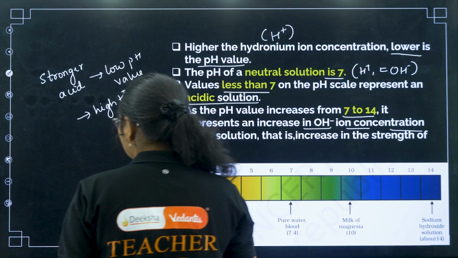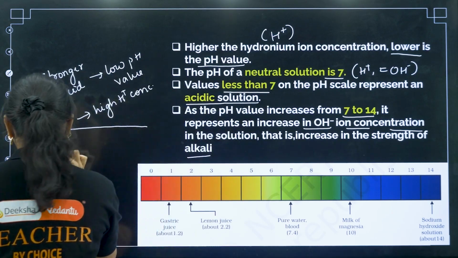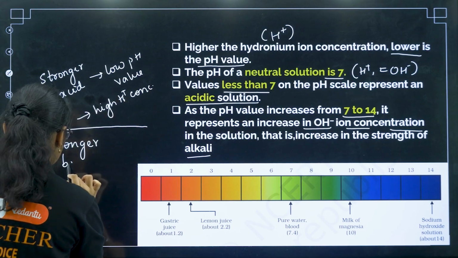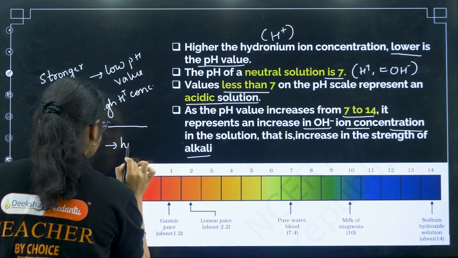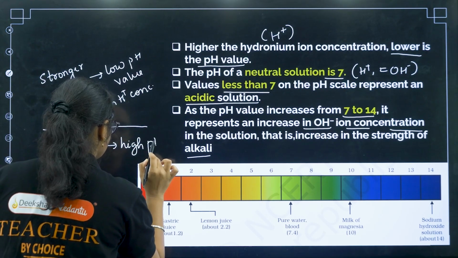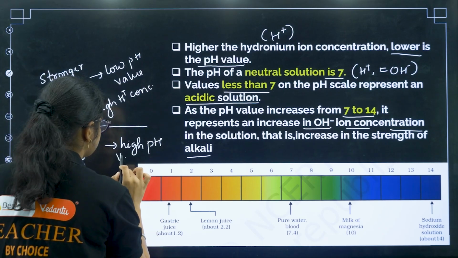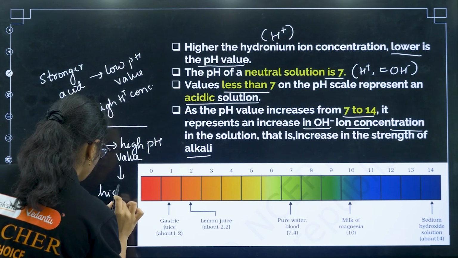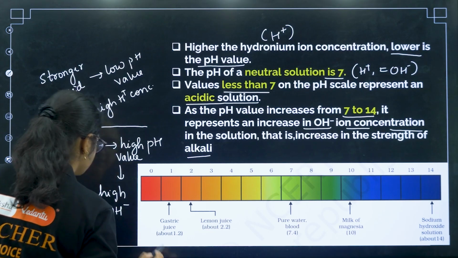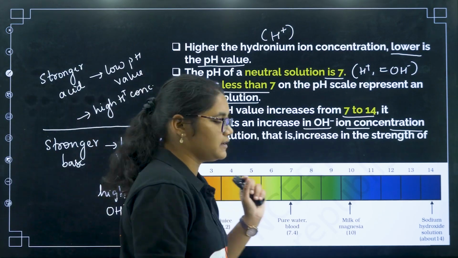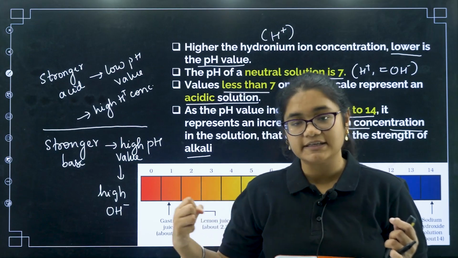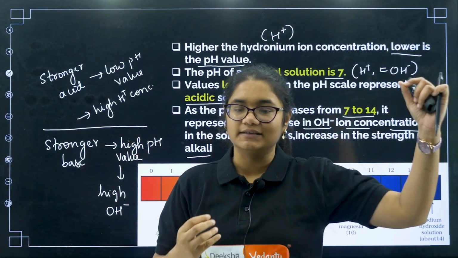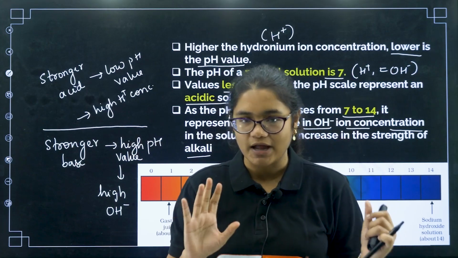Here is one more thing I'll tell you: if it is a base, a stronger base, then you have a high pH value, not a low pH value as in the case of acid, right? So a stronger base means high pH value and high OH minus concentration. These two things are very, very important. If pH is decreasing, that means acidic nature is increasing. If pH is increasing, that means basic nature is increasing. I hope this is clear.